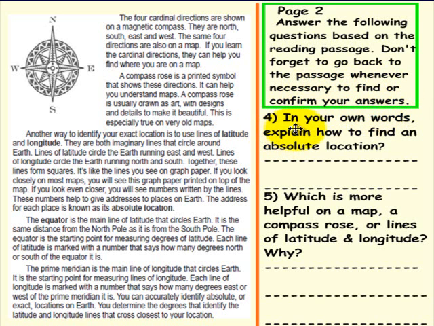Question 4. In your own words, explain how to find an absolute location. Question 5. Which is more helpful on a map? A compass rose or lines of latitude and longitude, and why? If you would please, pick up a pen to answer these two questions. Please do that now.